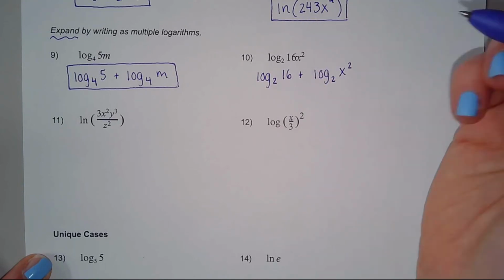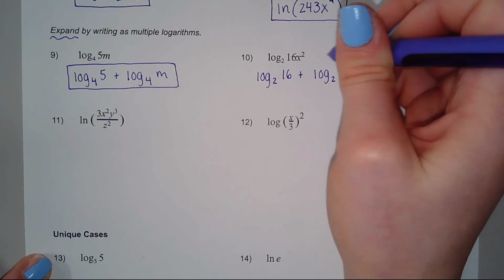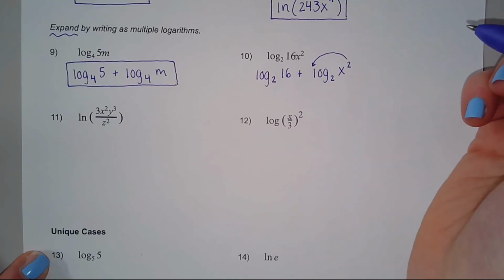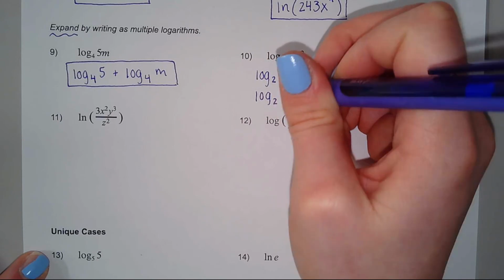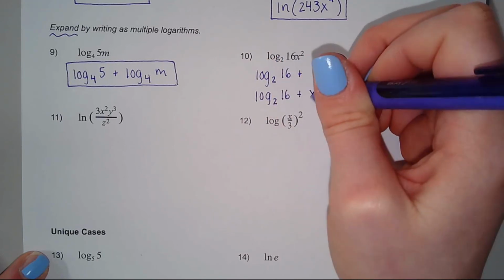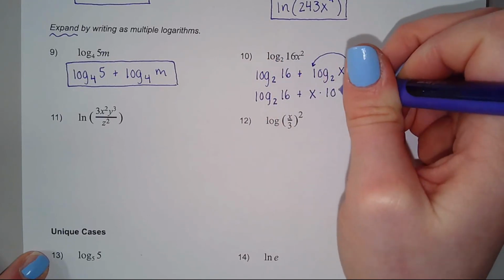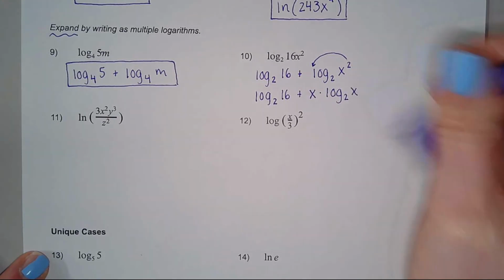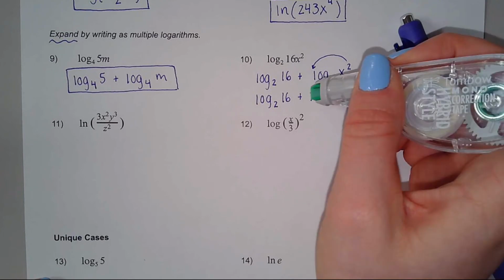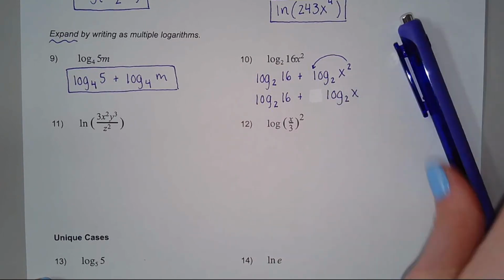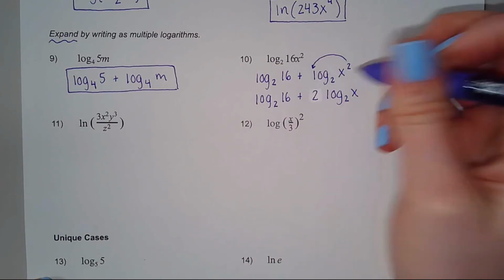Then I do go ahead and simplify this exponent. I don't want any exponent, so I'm going to bring that down out in front as if it were multiplication. So I'll do x times the log base 2 of x. Sorry, this should be a 2, not an x, because we're bringing down that exponent of 2. So this should be 2 times the log base 2 of x.